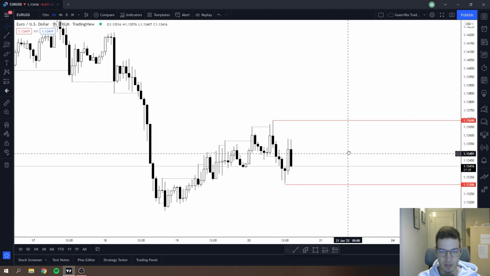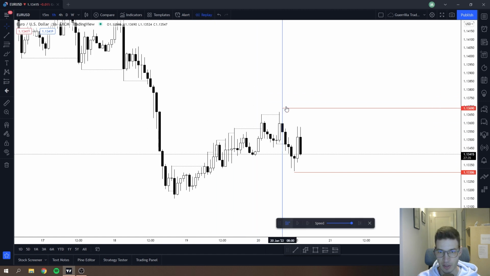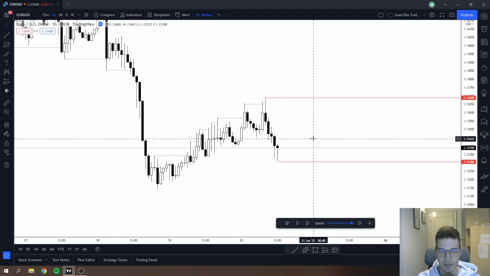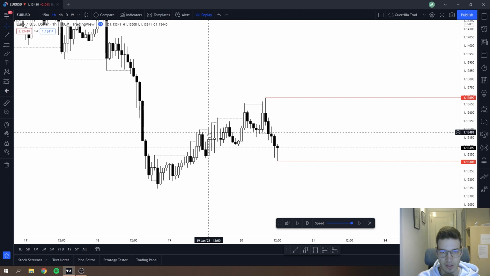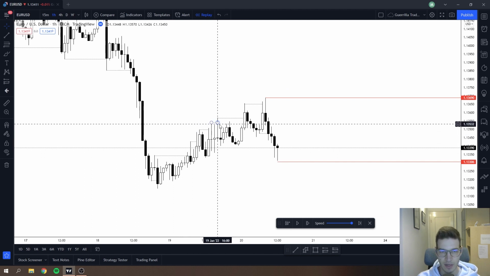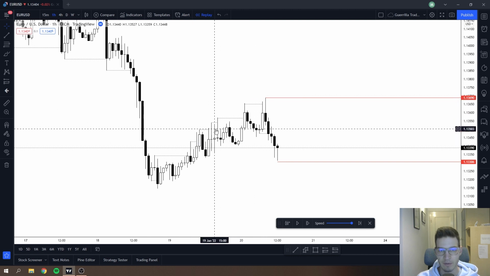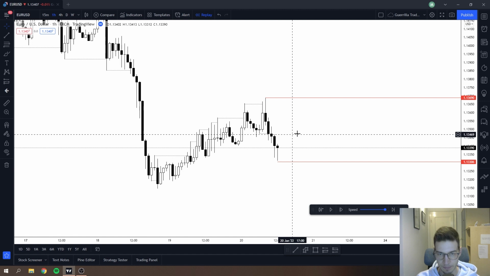What I'm seeing right here is we had this ascending structure and there was actually an opportunity to enter right here, on this candle. I was seeing this clean ascending structure, so we were just breaking the highs, retracing and breaking only with wicks. And when I see this sort of price action, this is really high probability.